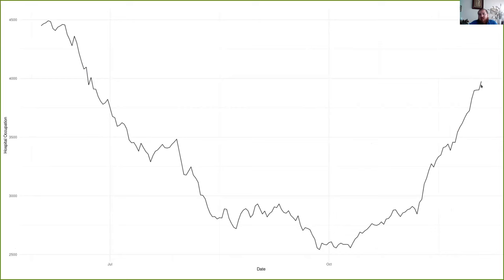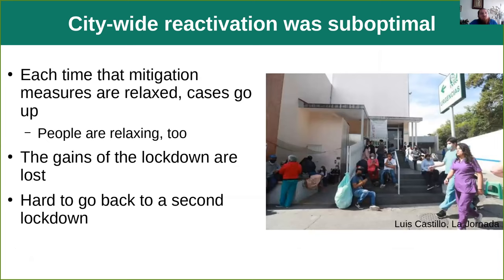So with that, what I want to say is that this citywide reactivation was suboptimal. We weren't able, because each time that we relaxed the mitigation measures, the cases went up. And I don't want to place all the blame on the authorities. It's a complex system, whereas people have relaxed too, and we are kind of tired of all these restrictions. So people take the risk and go outside. But by now, the gains of the lockdown have been completely lost. Everything that we gained back in March, it's over.